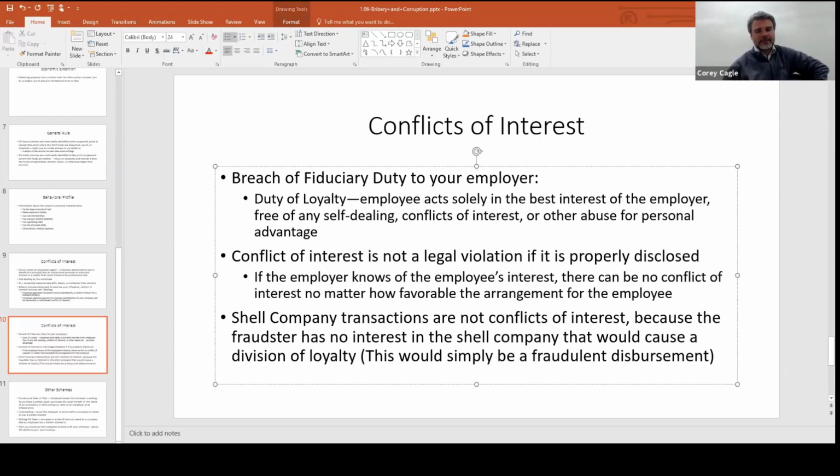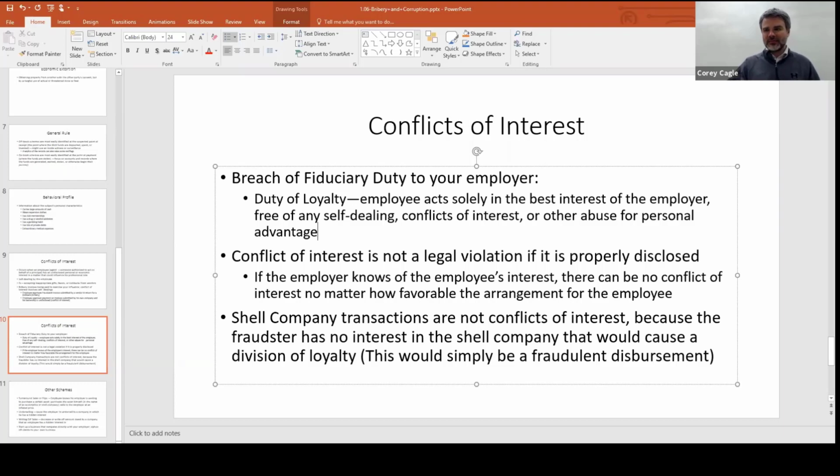Gone. All right. So a duty of loyalty that you have, the employee is required to act solely in the best interest of the employer, not in his or her own self-interest. So no self-dealing, no conflicts of interest, no kind of abuse for personal advantage. That is a legal duty that you have. That'll show up in law a little better. Conflict of interest is not a legal violation if it's properly disclosed. So we talked about that earlier, and that's kind of the key to test questions, really, with conflict of interest.